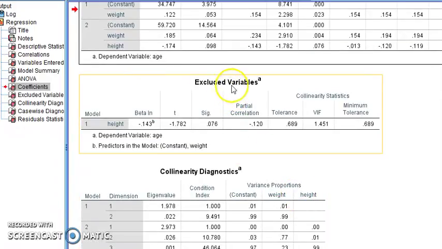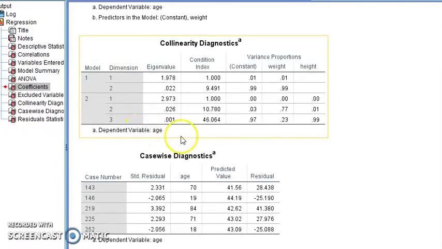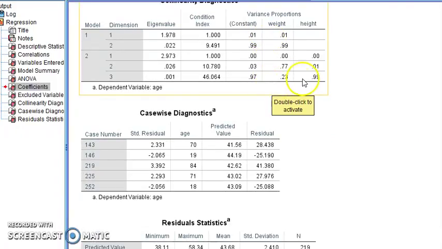So it tells you in the next box here which variable was excluded when we ran the first model. Again, we just ran weight, and then we included height in the second one. Now, we're going to leave the next table, but I want to look at case-wise diagnostics, and this tells us when we put in there that we wanted to look at cases that were more than 2 standard deviations away from the mean, or outliers.